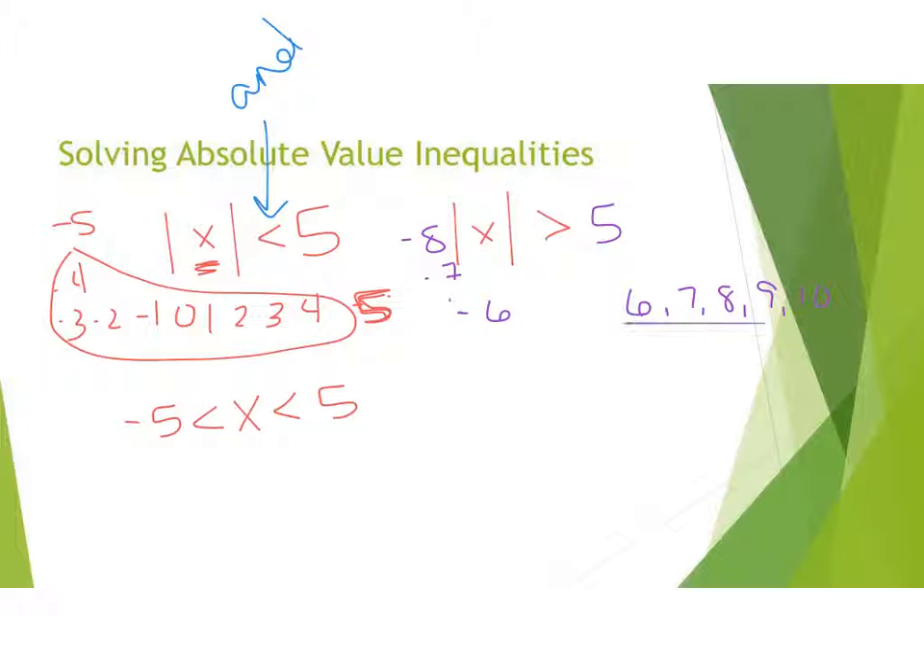So this then is an or. Either x has to be greater than 5 or x is less than negative 5. So if you start out with a greater than, it's going to be an or statement.